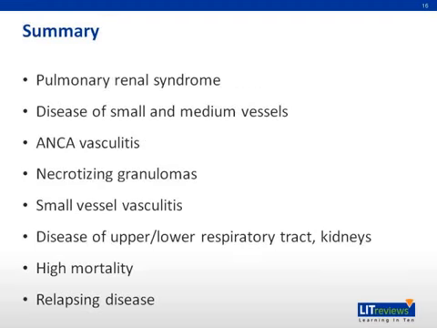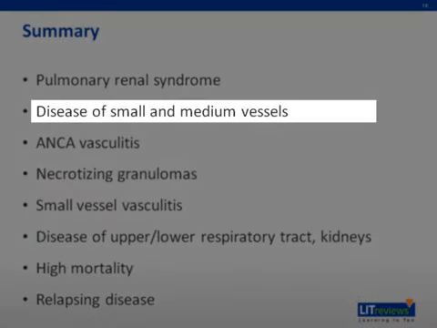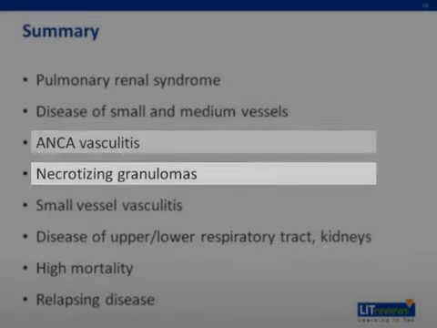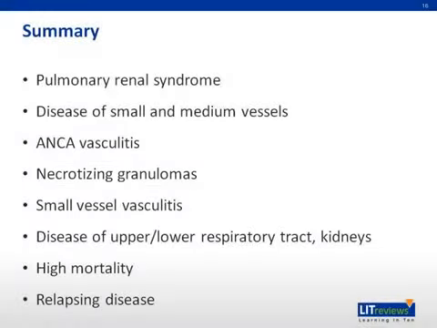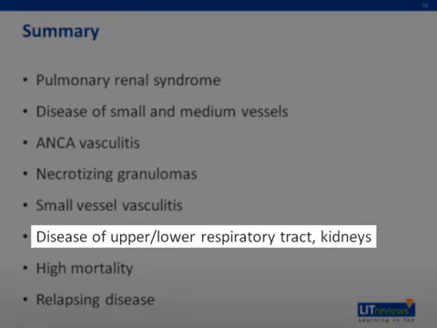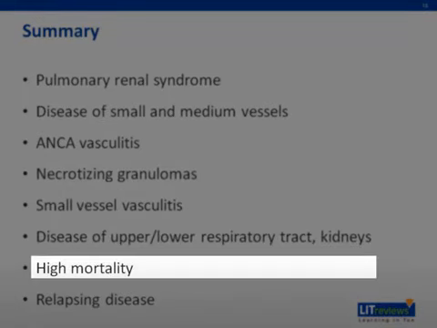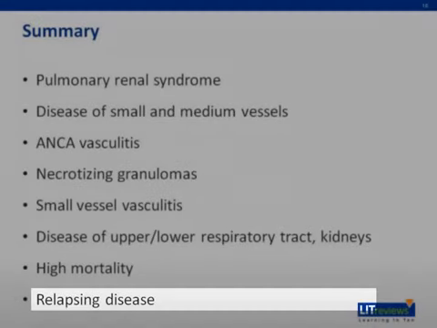In summary, GPA is a pulmonary renal syndrome. It is a disease of the small and medium vessels of the body. It is an ANCA-associated vasculitis, and the characteristic pathology are necrotizing granulomas seen microscopically. It is a disease of the upper and lower respiratory tract and the kidneys. Left untreated, it has a high mortality, and the natural history is that this is a relapsing disease.